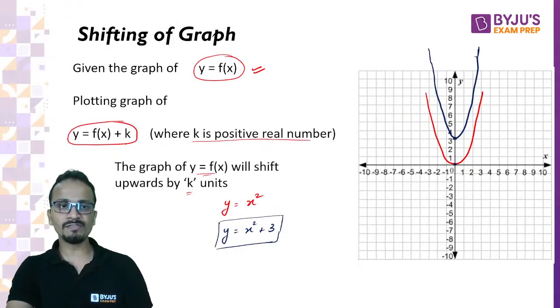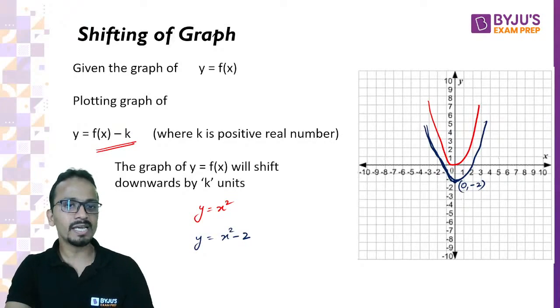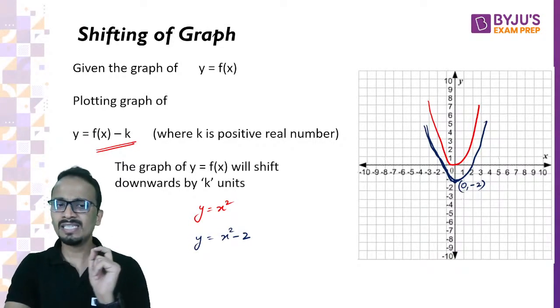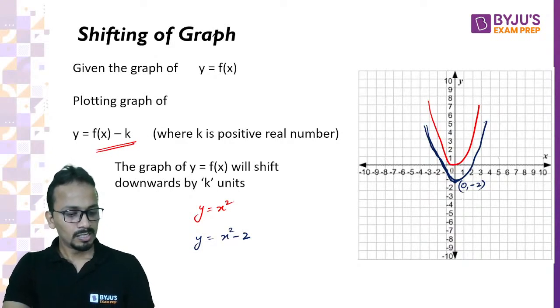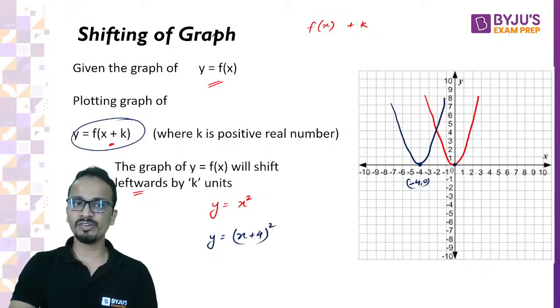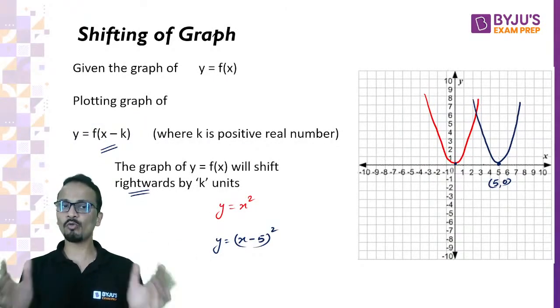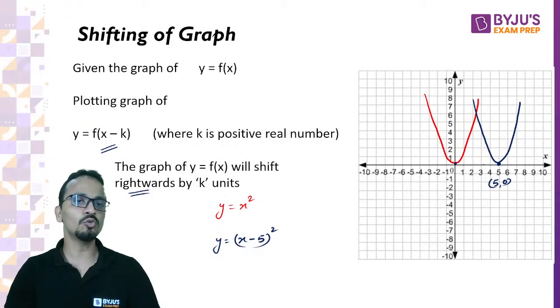So shifting of graphs: y equal to f of x plus k, the graph will shift upwards. f of x minus k, the graph will shift downwards. So just understand the difference between the expressions that I have explained to you. Next is f of (x plus k), the graph will shift leftwards, and f of (x minus k), the graph will shift rightwards. So these are 4 very important cases that will be used everywhere when it comes to plotting of graphs.